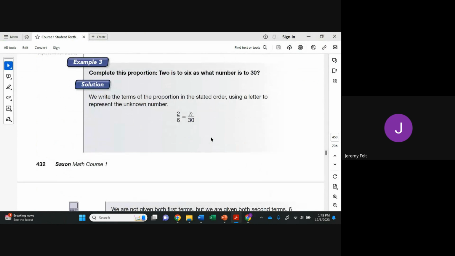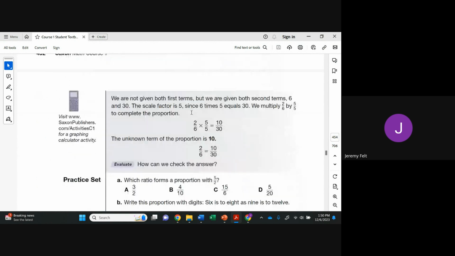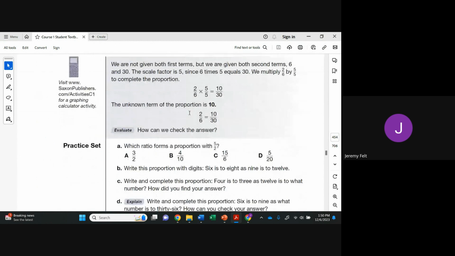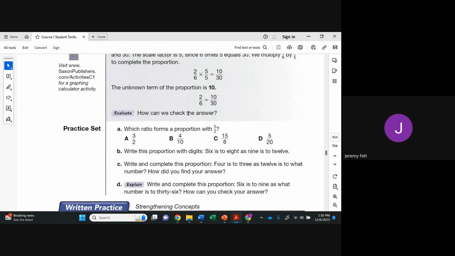When I said cross multiplication and division, I wanted to show you what I meant by that. So if I have 2/6 equals n/30, I can cross multiply and get 6n equals 60, divide both sides by 6. Or I can say, well, 6 times 5 equals 30. So if these two are equal, I have to multiply 2 by 5 as well to give me 10. I just want to show you both methods.